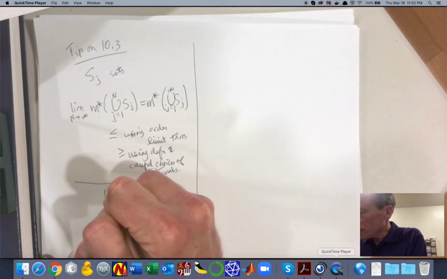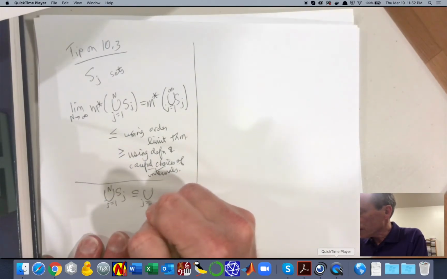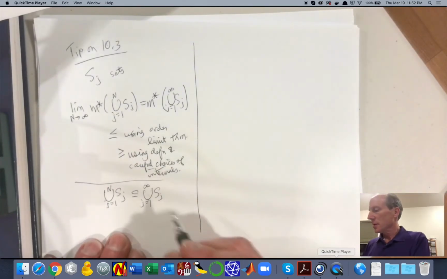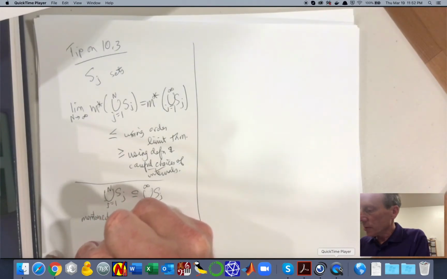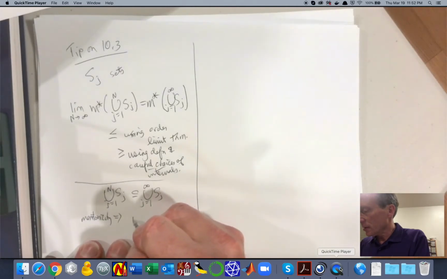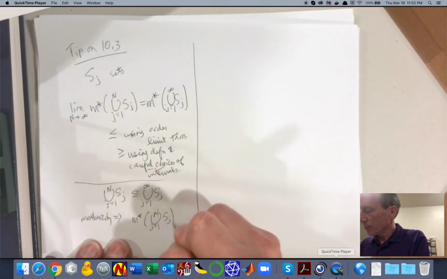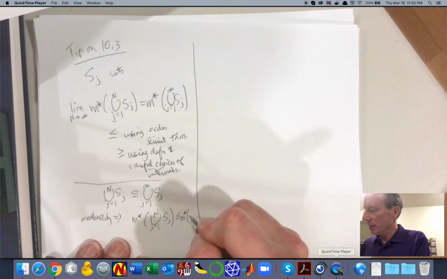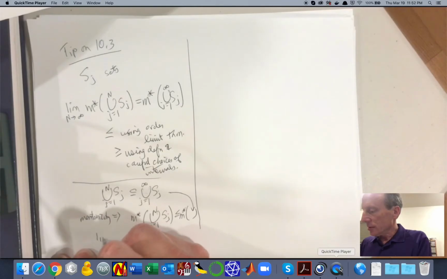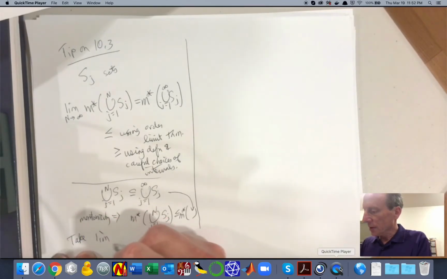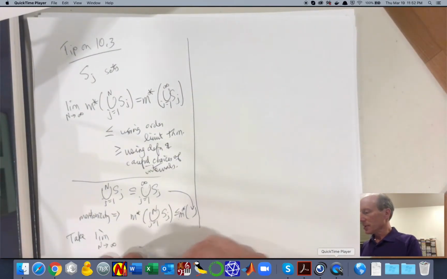since the union from j equals 1 to n of Sj is a subset of the union from j equals 1 to infinity of Sj, then monotonicity implies that the outer measure of the first thing is less than or equal to the outer measure of the second thing, right? And then you can take the limit as n goes to infinity, right? Since you have a less than or equal to, it stays less than or equal to. So that's the first part.